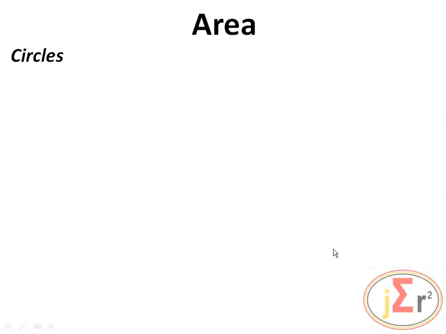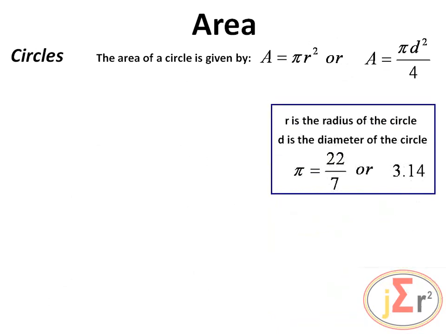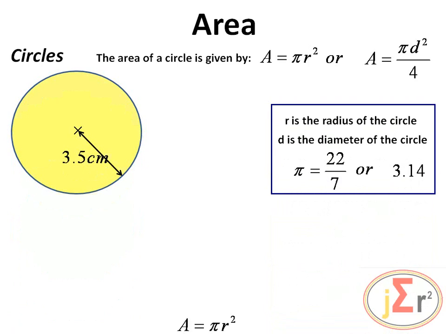So let us move on to find the area of circles. The area of a circle is given by, we have two formulae. A is equal to pi r squared when the radius is given, and A is equal to pi d squared over 4 when the diameter is given. And of course, the radius is given by r and the diameter is d. Pi is 22 over 7 or 3.14. Those are the approximations for pi.